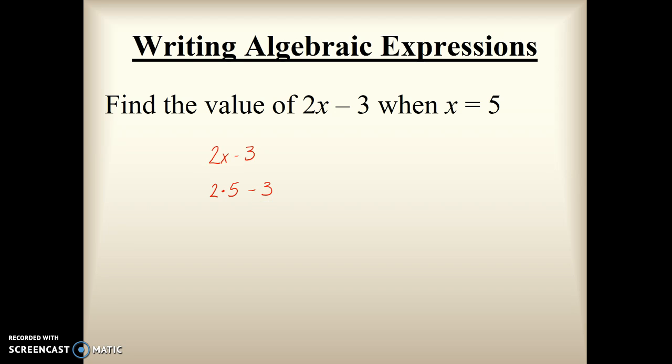Now, according to the order of operations, we need to look for parentheses and exponents first. We don't have either. So then we move on to looking for division or multiplication. We do have a multiplication problem here, 2 times 5. So we're going to do that first. 2 times 5 equals 10. Write the rest of our problem. And 10 minus 3 is 7.